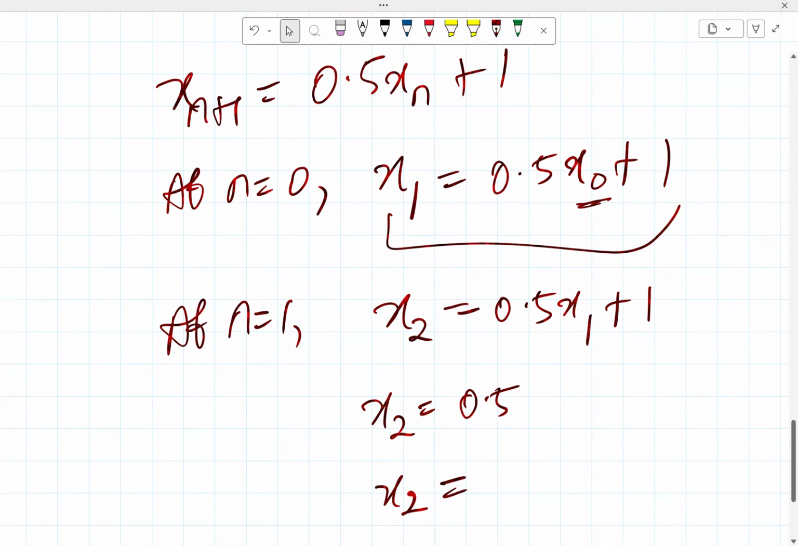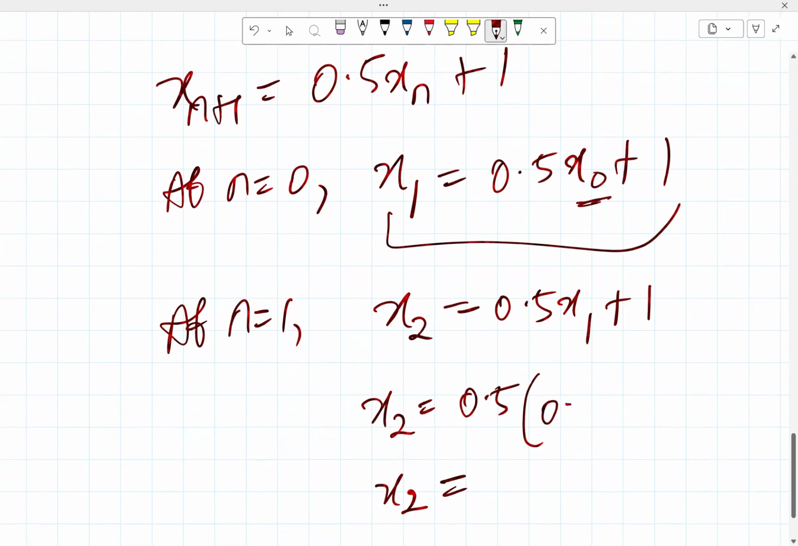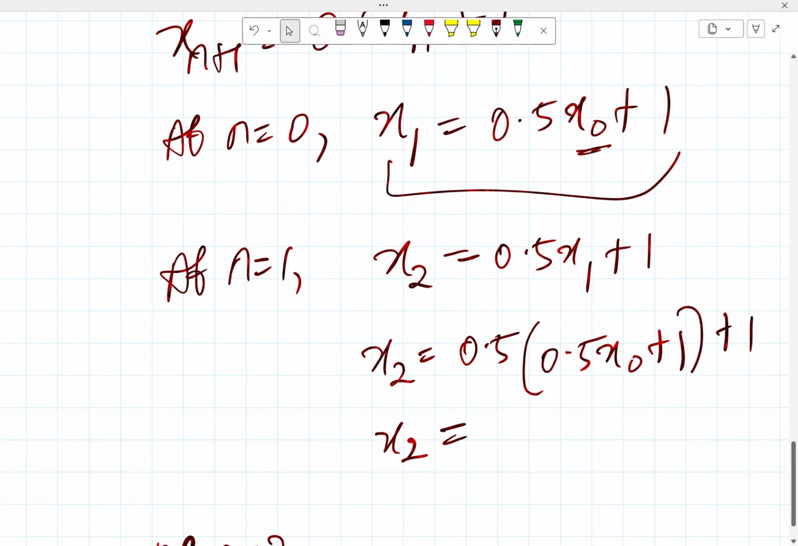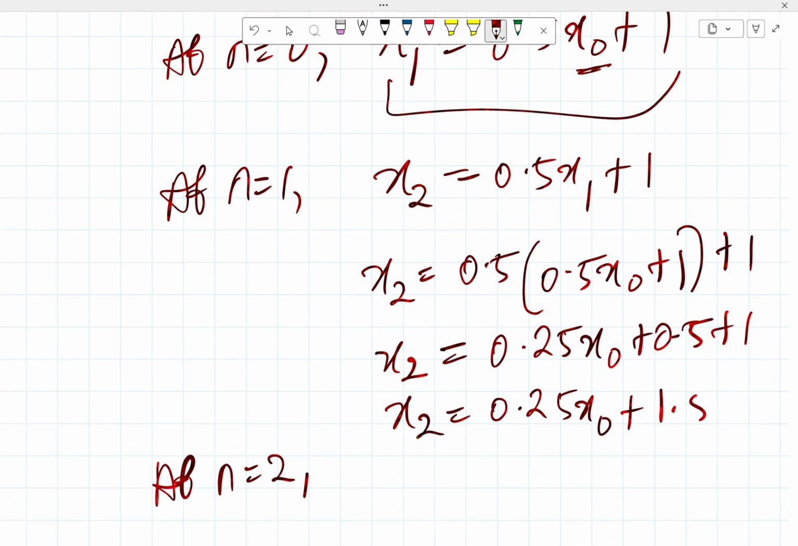So x2 is 0.5 x1 plus 1. So x1 itself is 0.5 x naught plus 1, right? So that is 0.25 x naught plus 0.5 plus 1. So that x2 itself is 0.25 x naught plus 1.5.